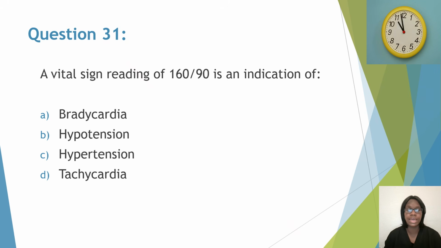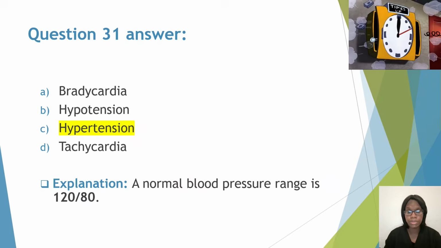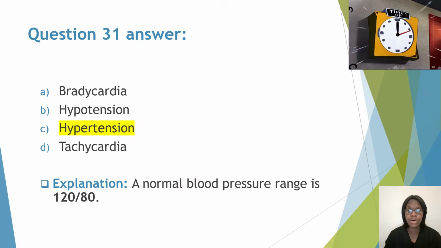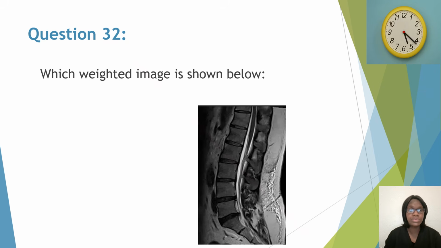All right, the correct answer is C. Hypertension. A normal blood pressure range is 120 over 80. Question 32. Which weighted image is shown below?